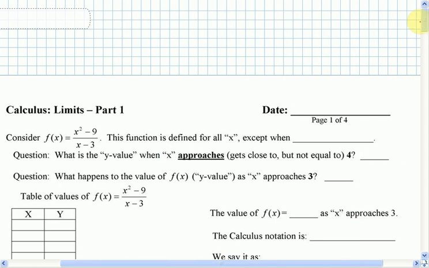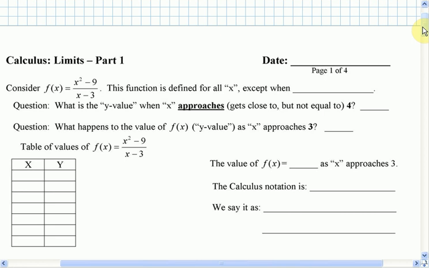Calculus, limits. That's what we're doing today. Limits will be split up into 3 different parts. We're going to do part 1 first.